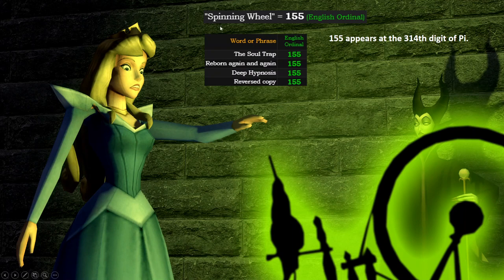Spinning wheel is 155 in English ordinal, matching the soul trap. Reborn again and again. This is reincarnation. Deep hypnosis and reversed copy. And 155 appears at the 314th digit of pi, so this is indicating pi itself. Pi is the infinite circle, so this is why we are stuck in pi, in this wheel.